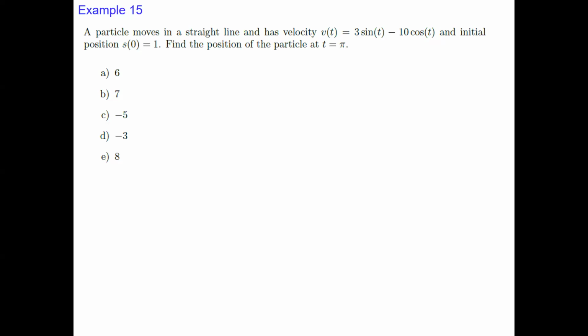A particle moves in a straight line and has a velocity v of t equals 3 sine of t minus 10 cosine of t. The initial position s of 0 equals 1. Find the position of the particle at time t equals pi. Okay, so we have the velocity. In order to recover the function, we will integrate the velocity with respect to t. Integration, of course, means anti-differentiation. That means we will integrate 3 sine of t minus 10 cosine of t.